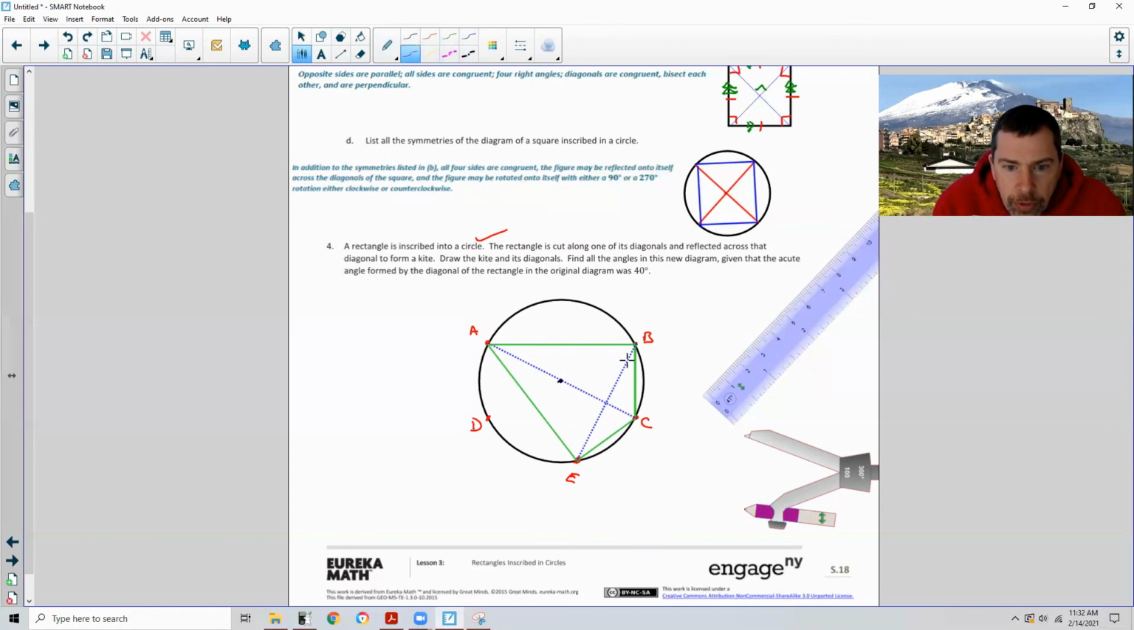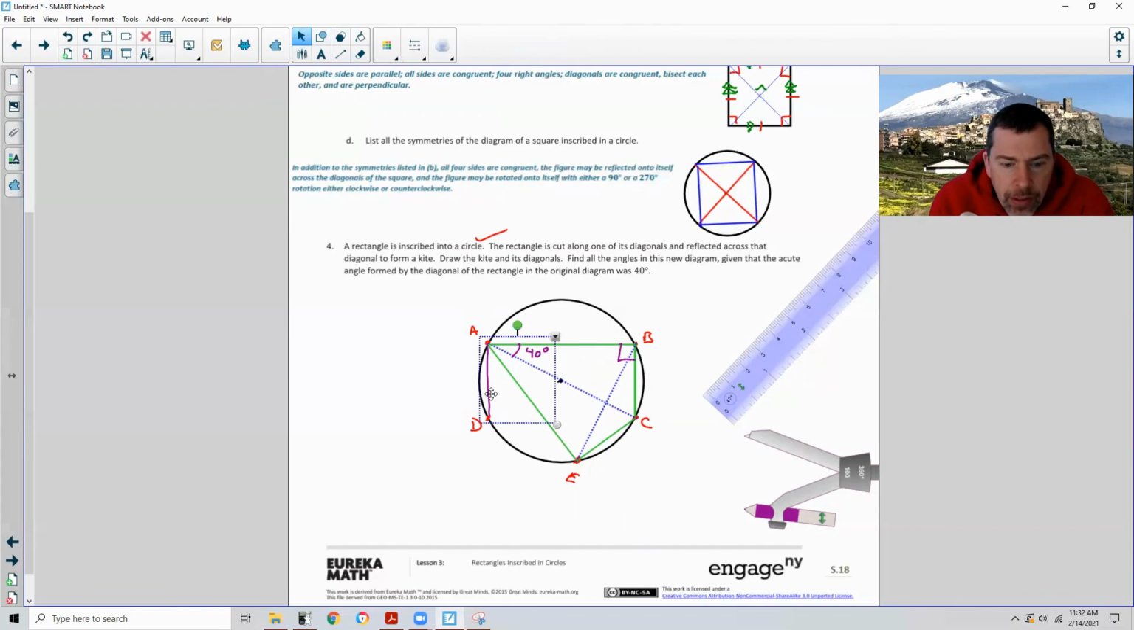Okay, so let's use purple. So let's reread that. Remember, this whole thing was 90 degrees because it was a rectangle. And then it says, given that the acute angle formed by the diagonal of the rectangle in the original diagram was 40 degrees. So they're talking about this angle here, angle BAC is 40 degrees. So if I still had my rectangle, it would have been here. This was 90, so this is 40, and this would be 50.